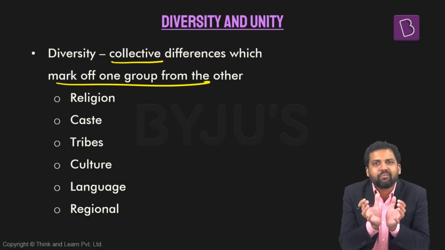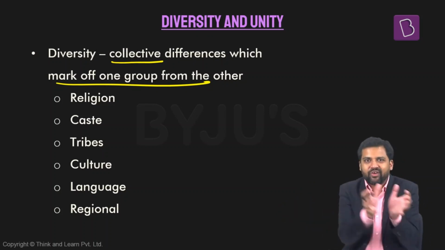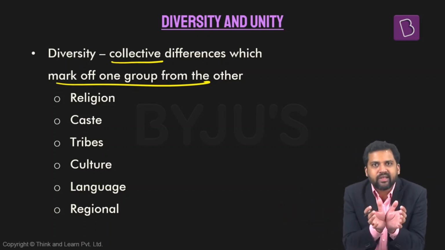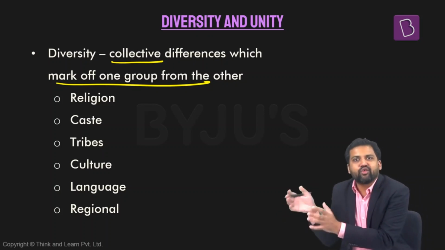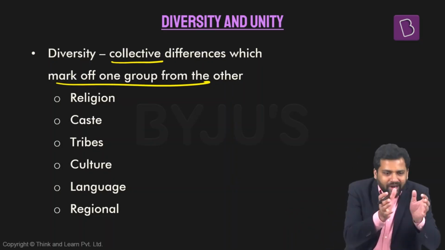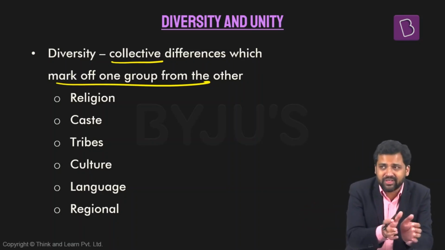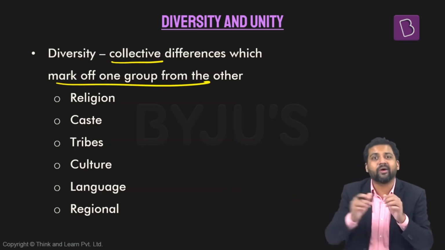Let's say there's a group of people. They have something in common. There's something which holds them together. But then there's another group. They have something in common which is different from this group. For example, let's say there's a group here. They all speak the same language. They all speak Tamil. There's another group of people here. They speak the same language, but this language is Punjabi. So on the basis of what language they speak, you can differentiate this group from the other. Collective differences: differences that exist between collectivities of people. One collectivity is here, another collectivity is here. What differentiates one group from the other?